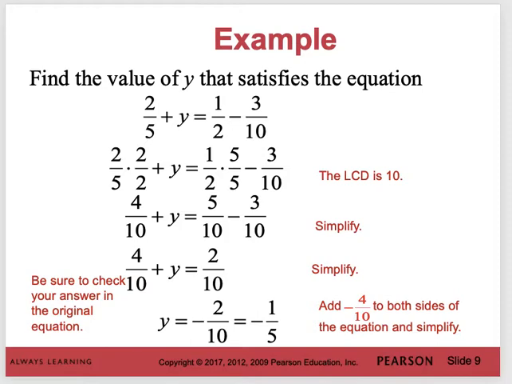You can also find values of the variable that satisfy an equation. This is another example of solving for your variable y and figuring out which value would make the equation true, or y in this case would equal negative 1/5.